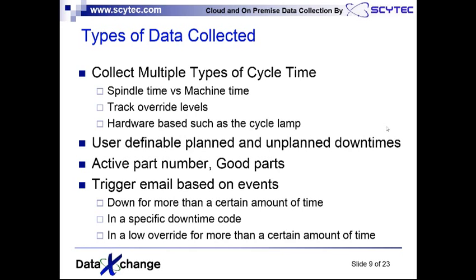You can also collect information such as the active part number, good part counts, triggering emails based on events. If a machine has not been running for a certain amount of time, send an email. If it's been in a particular downtime status, you can send one. If it's been in a downtime and it's a certain shift, let's say day shift, then email a particular person. Night shift, email somebody else. So again, a lot of flexibility on the definitions for rules, not only for collecting data, but triggering other events, such as turning on stack lights or pole lights, or emails, or text messages. Well, a lot of different things that can be triggered.